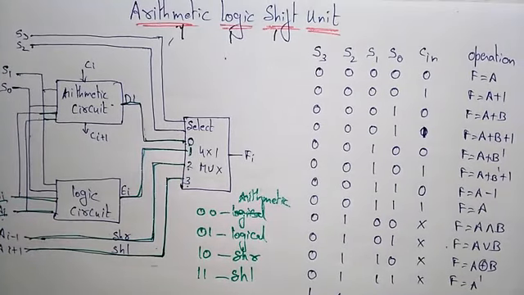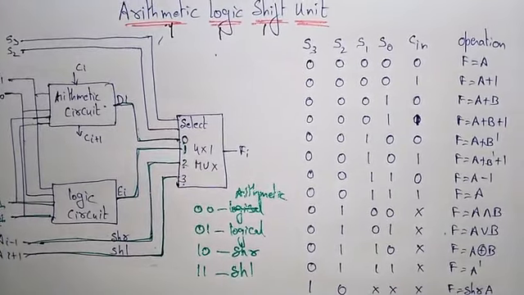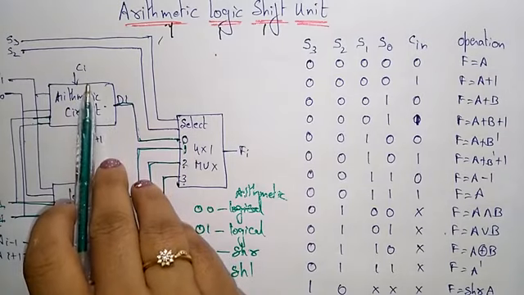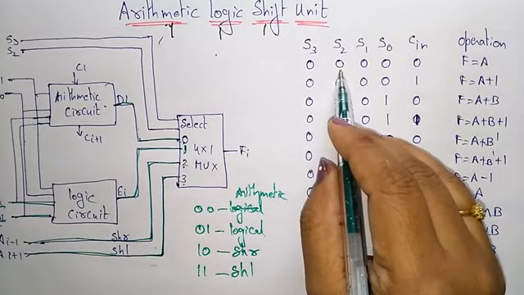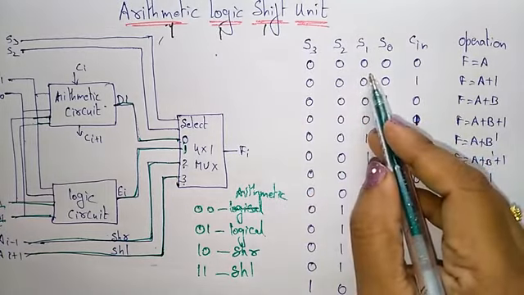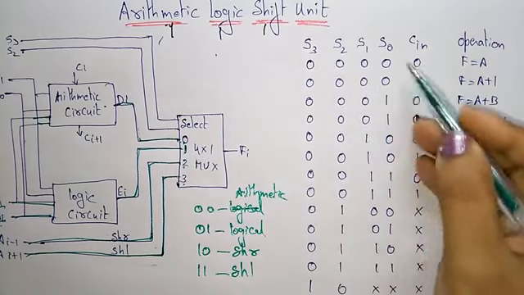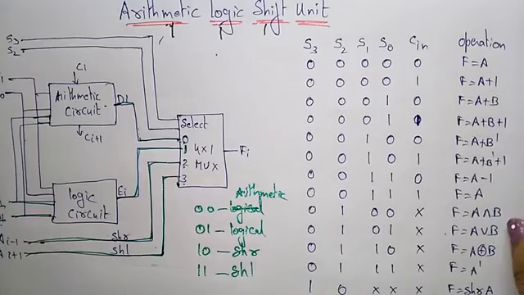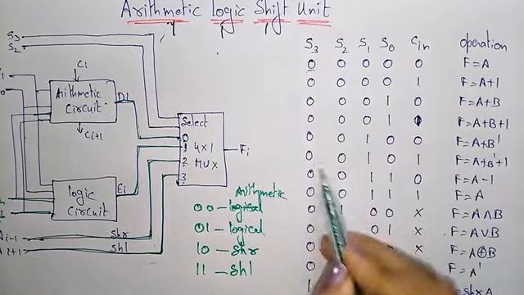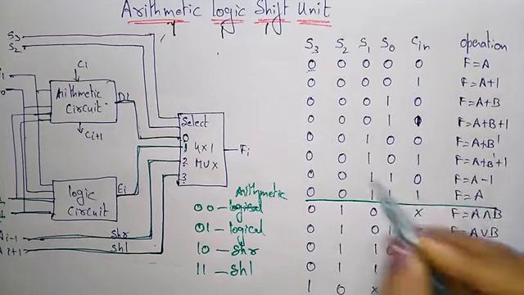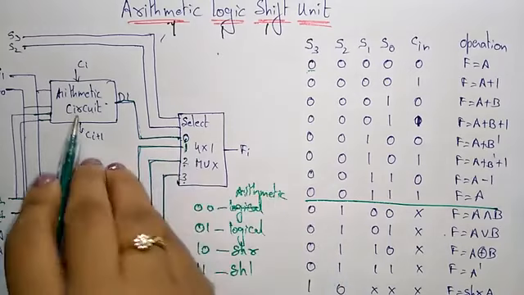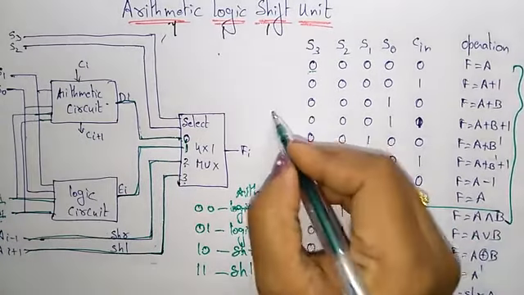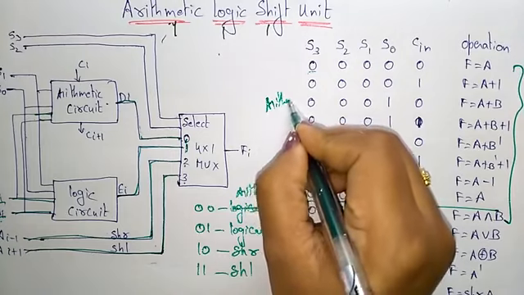So let us see the function table of this arithmetic logic unit. Here you can see Ci is nothing but the carry. S3, S2 are the selection lines, and if the selection lines are all zeros, it indicates it is performing arithmetic operations.